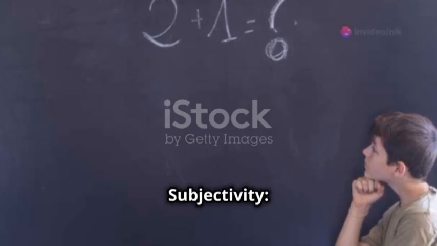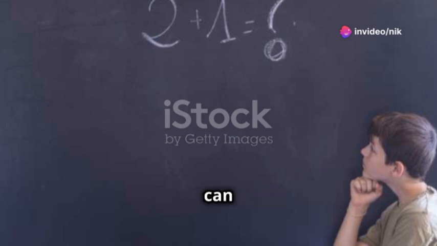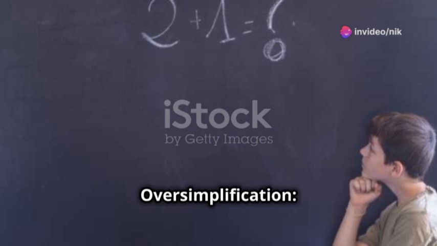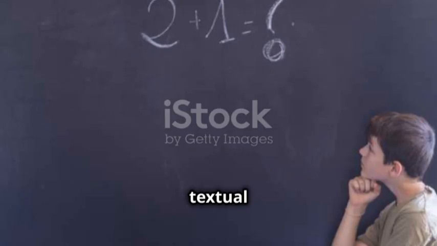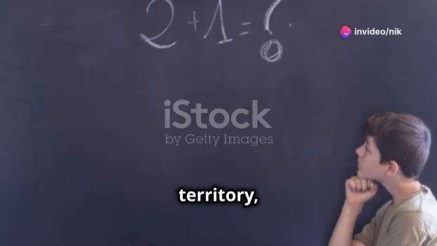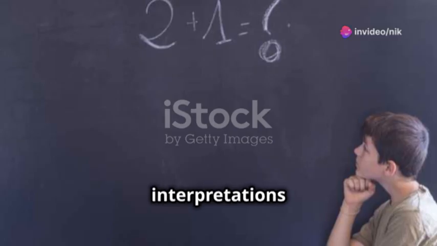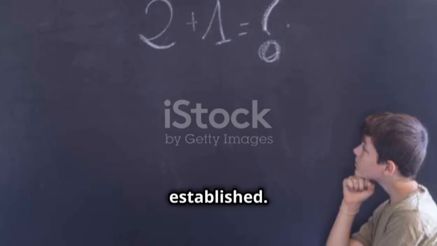Limitations, subjectivity: the assignment of numerical values and interpretation of results can be highly subjective. Oversimplification: reducing rich textual content to numbers might miss out on the nuances of language, context, and intent. Speculative: such methods often tread into speculative territory, especially when applied to sacred texts where traditional interpretations are deeply established.